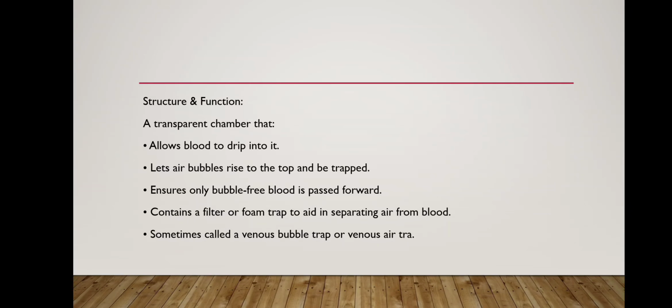Next, structure and functions of the air trap. It is a transparent chamber that allows blood to drip into it and lets air bubbles rise to the top and be trapped. It ensures only bubble-free blood is passed forward. It contains a filter or foam that separates trapped air from the blood. Sometimes it is also called a venous bubble trap or venous air trap.